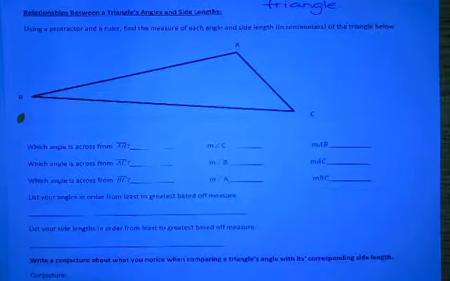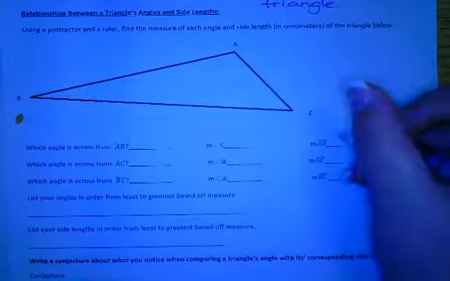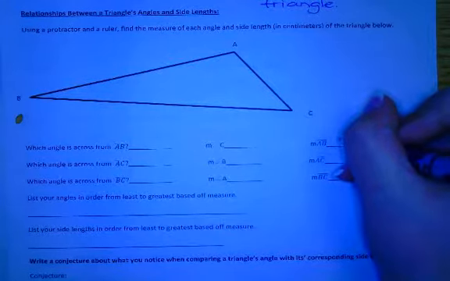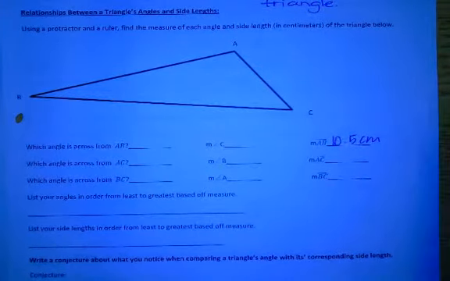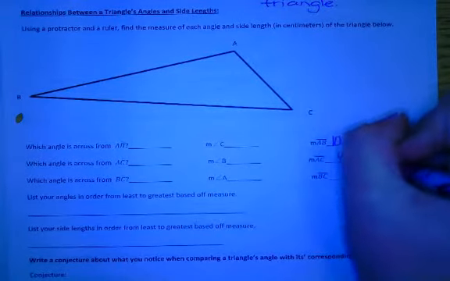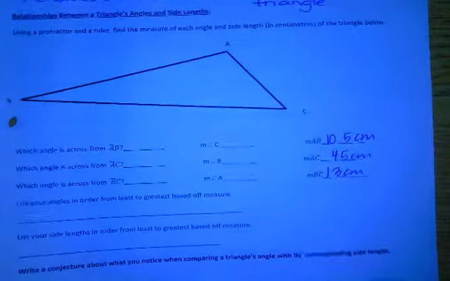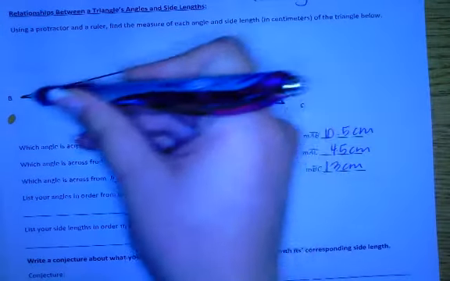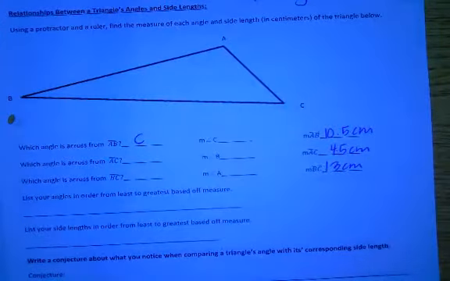Alright, what was the measure of AB, the side? 10.5. Is that what everybody got? Okay. This paper says 10, so I was just wondering. AC? 4.5. BC? Okay. Which angle's across from AB? So side AB, which one's across? B.